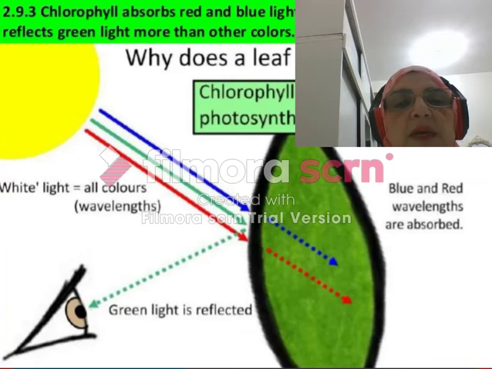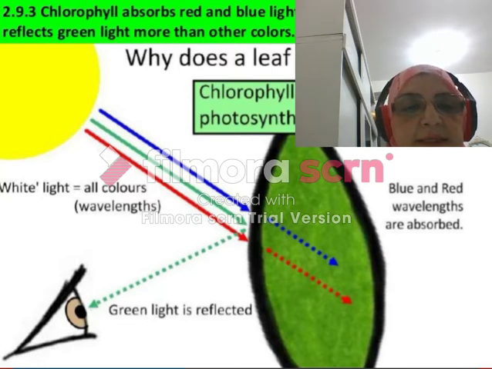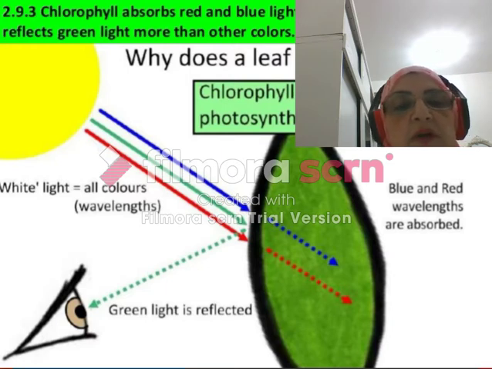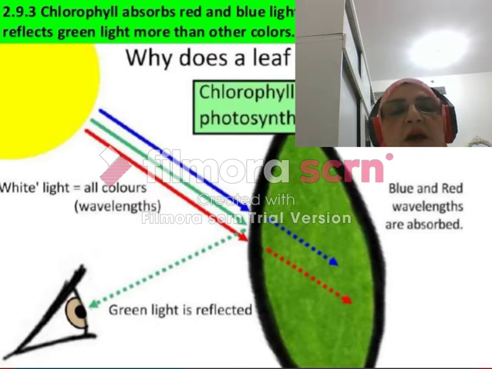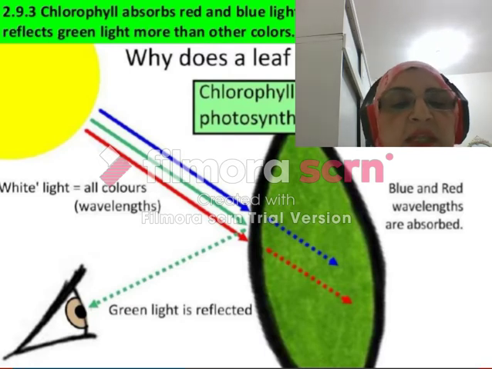Chlorophyll absorbs red and blue light most effectively, so it's going to reflect the green light. So when the sunlight, the visible light, falls on the photosynthetic pigments inside the leaf, photosynthetic pigment is not only chlorophyll, but chlorophyll is the main photosynthetic pigment. We do have two forms of chlorophyll, chlorophyll A and B.